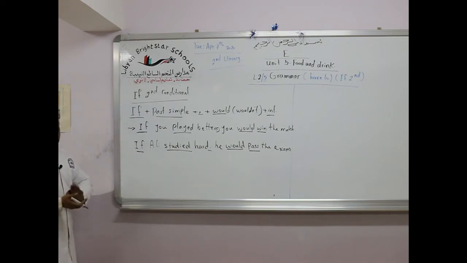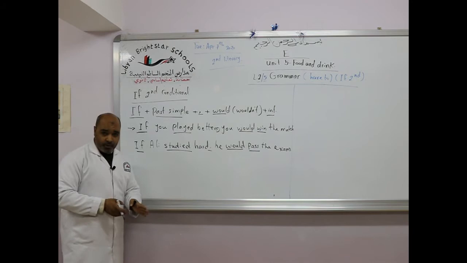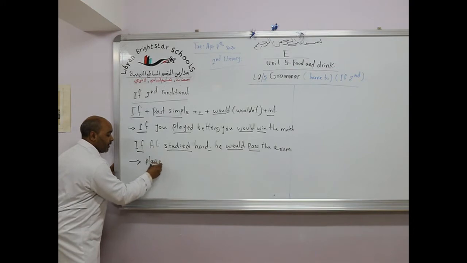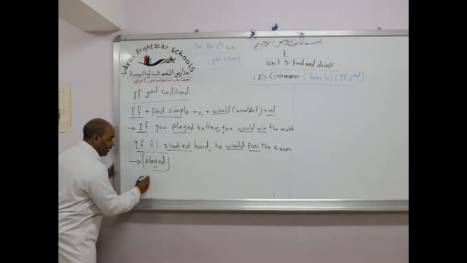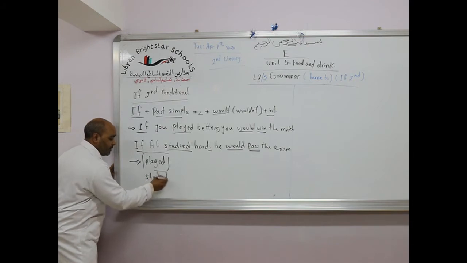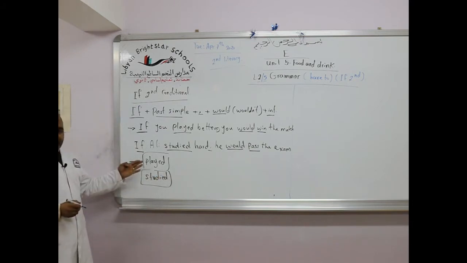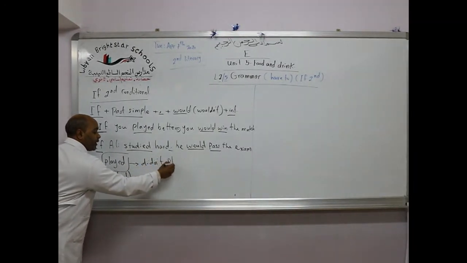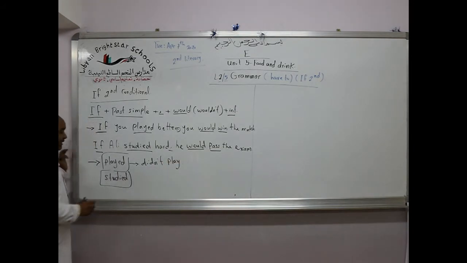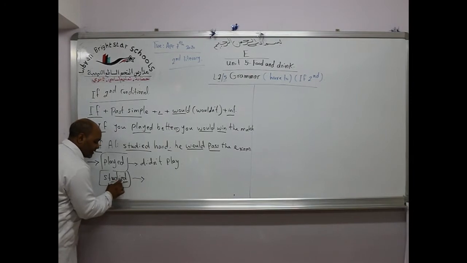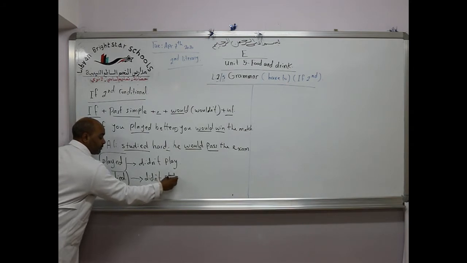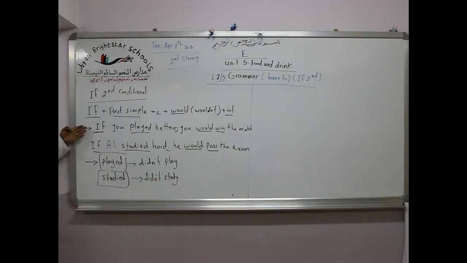How can we put the past simple, or the first part, in negative? As we know, played is in the past simple, and studied is the past simple. If I want to put them in negative, we can say didn't play, or didn't study, with the main verb.